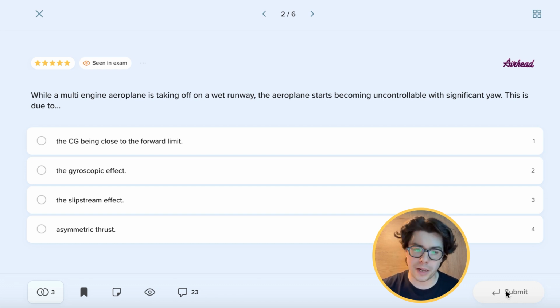Now let's go into question number 2. While a multi-engine airplane is taking off on a wet runway, the airplane starts becoming uncontrollable with significant yaw. This is due to... This question is extremely simple.